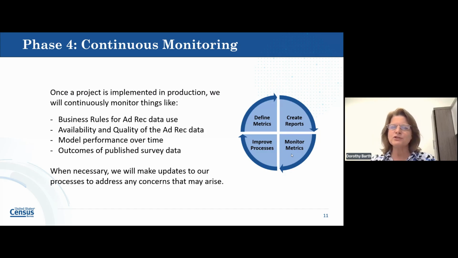So we define metrics. We create reports from those metrics. Sometimes that'll be a dashboard that we can look at every day, every month. Sometimes it'll be an annual report. And we'll just continue that circular, continuous monitoring. And if something appears, we'll improve processes, make some tweaks, make some changes. But we're going to keep doing that. It's not one and done. We're using AdRec, and that's just the way it's going to be.